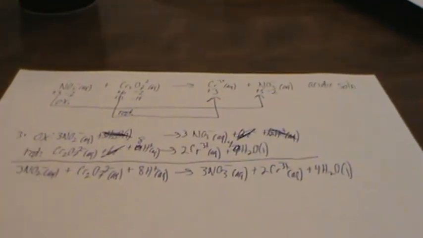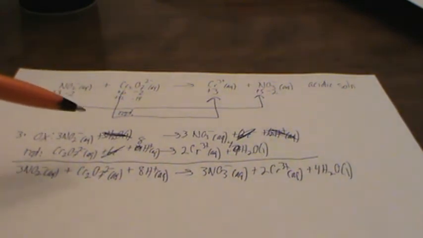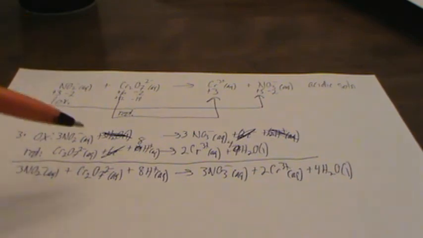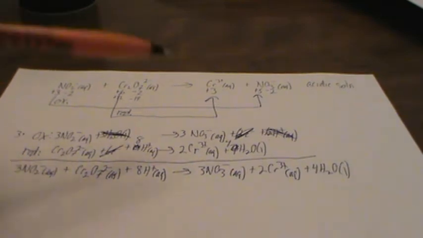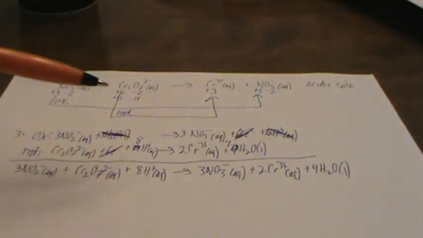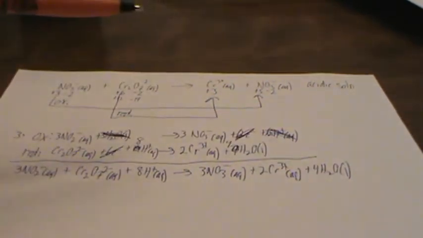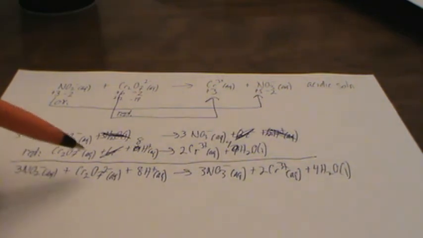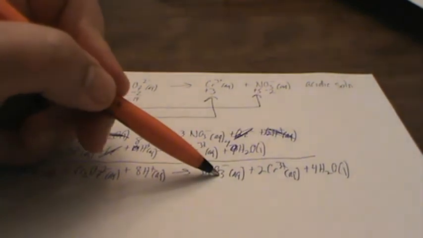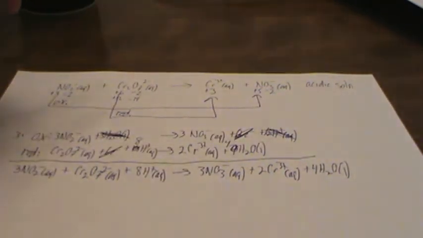And I also said in the last video, to check yourself, if everything balances out, the number of each element on each side and also the overall charge for each side, then it should be correct. So let's look at this one. 3 nitrogen, 3 nitrogen. 2 chromium, 2 chromium. 8 hydrogen, 8 hydrogen. Looking pretty good so far. So let's look at oxygens. 3 times 2, 6, plus 7, 13. 3 times 3 is 9, plus 4, we're good to go there, 13.